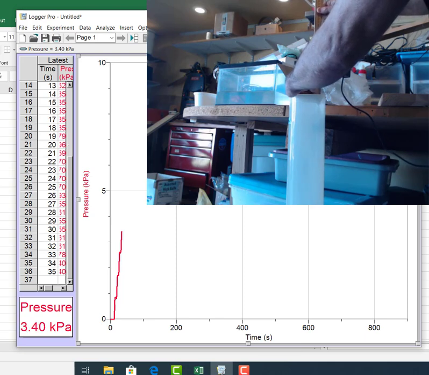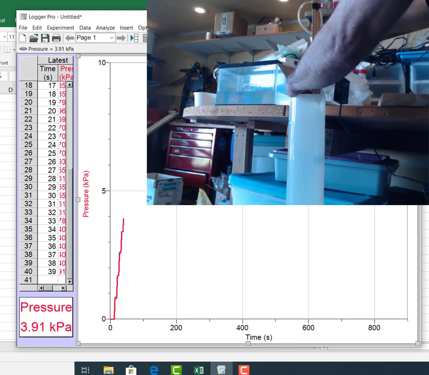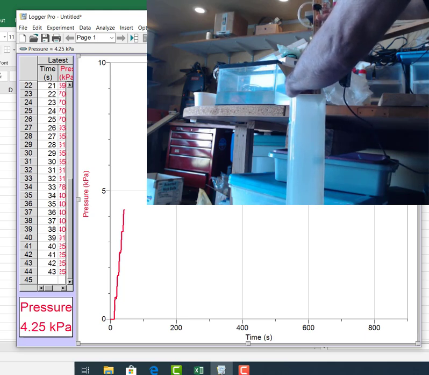40 centimeters depth, 3.40 kilopascals. 50 centimeters depth, 4.25 kilopascals.